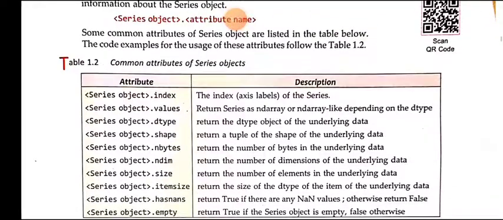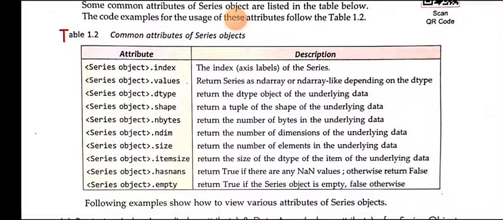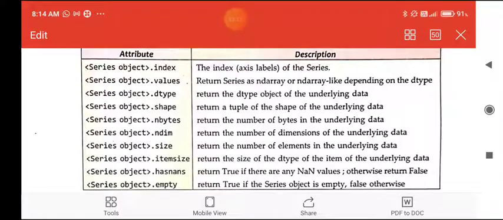So now students, you can see here the first attribute is index, second attribute is values, third attribute is dtype, fourth shape, then nbytes, then ndim, size, itemsize, hasnans and empty. So if we talk about the first attribute, that is index, it will get the indices, that means access levels of the series, and values, this will print the values of the series, that means the data part of the series.